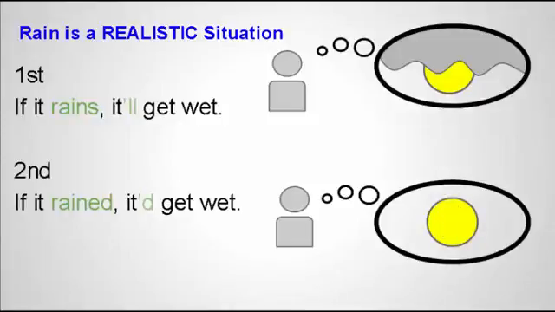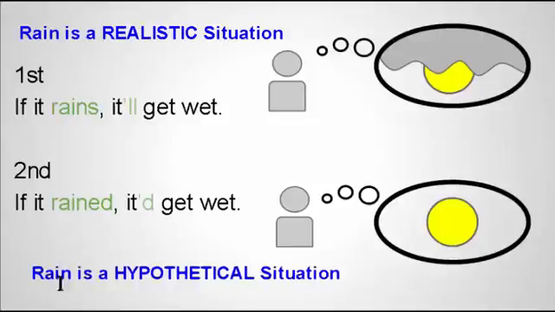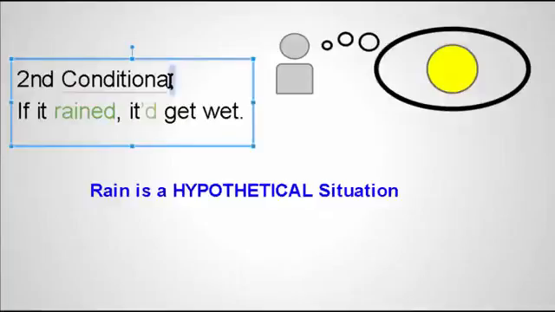Do you believe it will rain soon? I don't. Neither do I. But if it rained, you'd get wet. In this case, it's a hypothetical situation. And being a hypothetical situation, when we say, if it rained, it'd get wet, we use a simple past. But we use a would result clause.